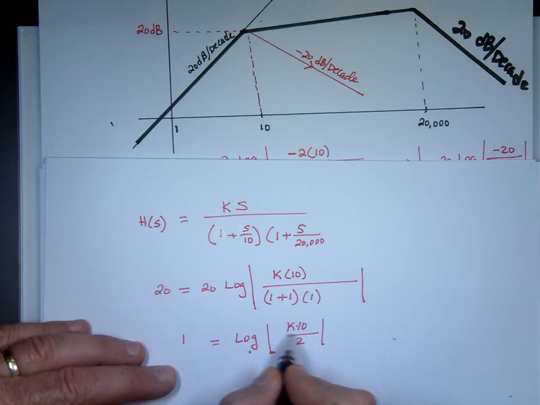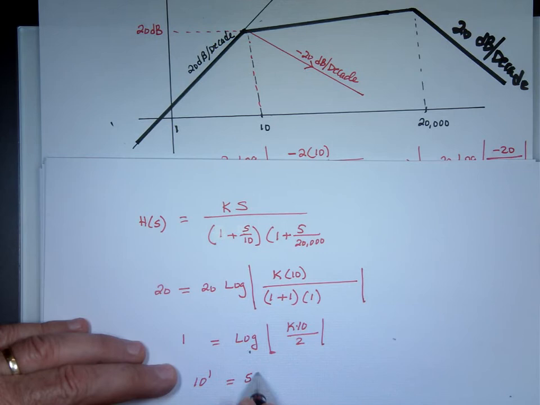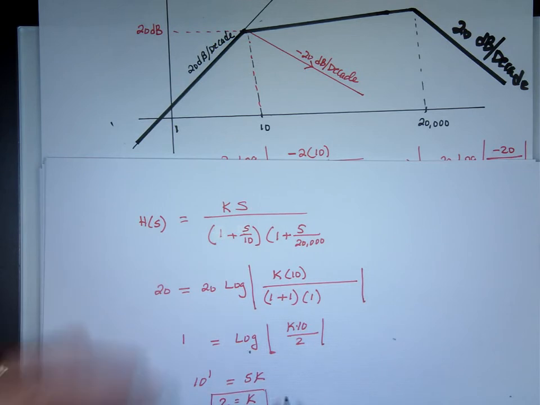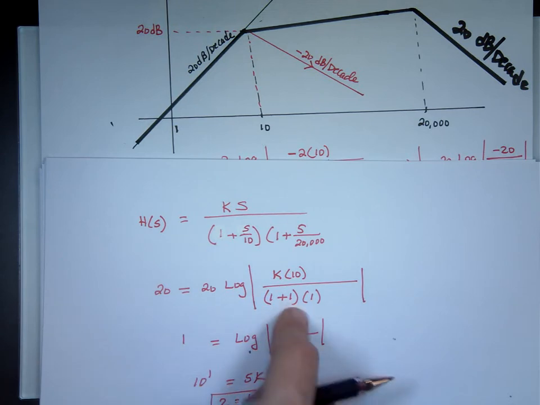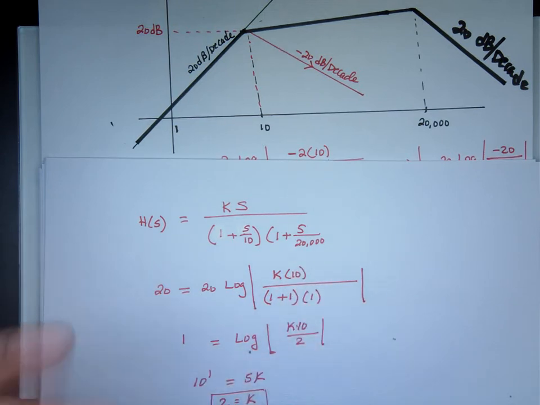And look at K now. We go, well, that's a 1. I can rewrite that 10 to the power of 1 equals 5K. Because this deals with the absolute value, you don't know if it's plus or minus the number. But the value of K is actually a plus 2.